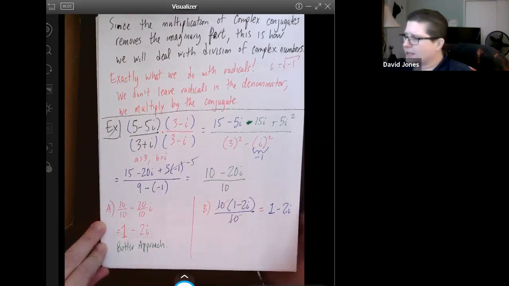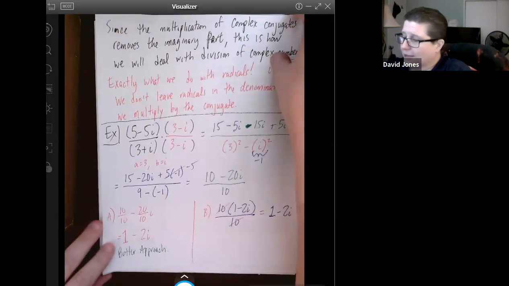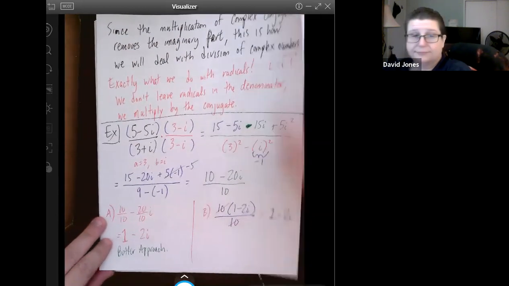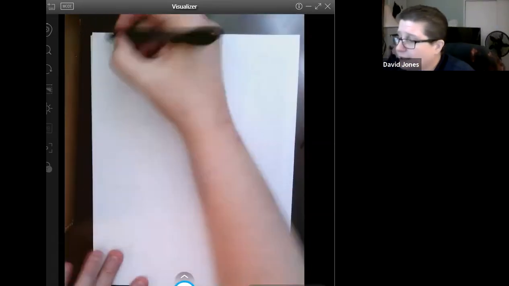Now, notice if the denominator doesn't have a radical, or is just imaginary. What if the denominator is just imaginary?